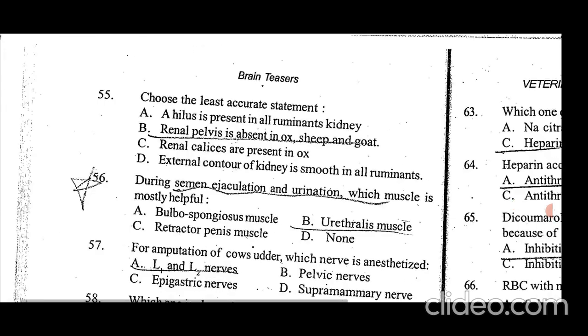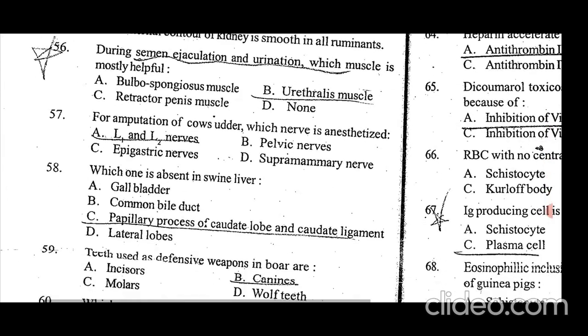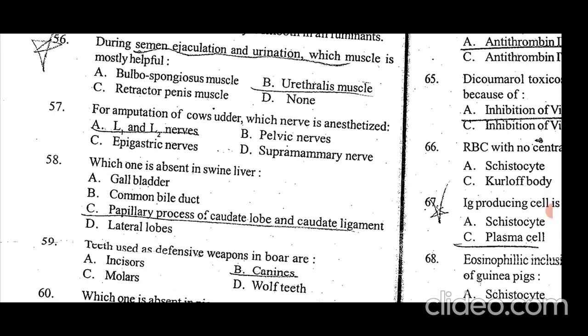Choose the least accurate statement. Hilus is present in all ruminant kidneys. Renal pelvis is also present. Renal calyces are also present in all ruminants, but renal calyces are present in ox. External contour of kidney is smooth in all ruminants. During sperm ejaculation and urination, urethralis muscle is involved. L1 L2 nerve block is for amputation of cow udder.